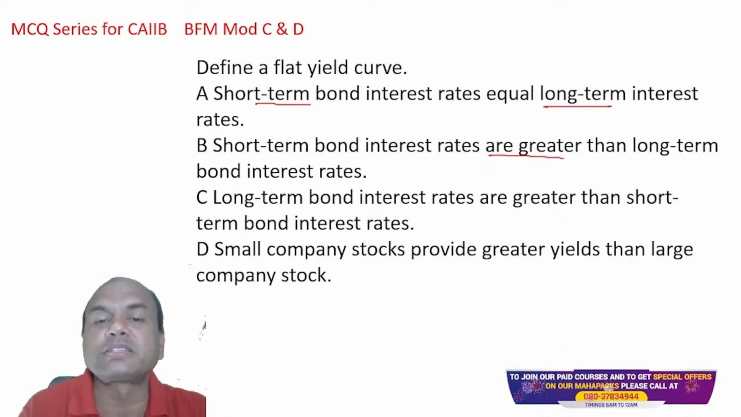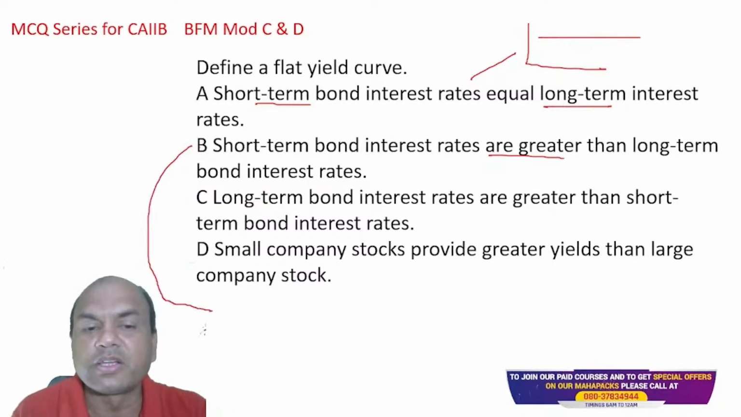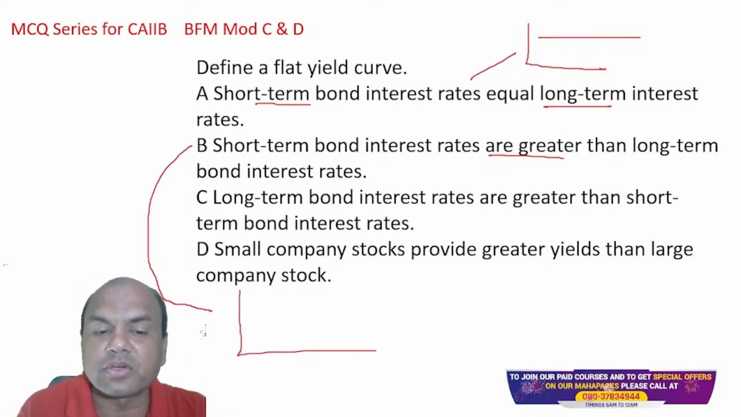Okay, let me plot these curves. See this. Short-term equals long-term, so this is flat over here. B1, let's plot this B. Short-term greater, long-term lesser, so it will be like this.